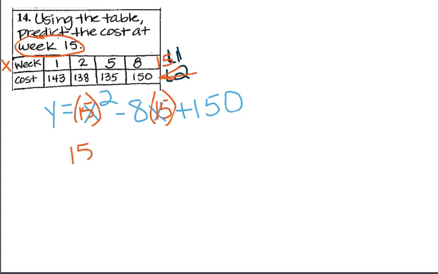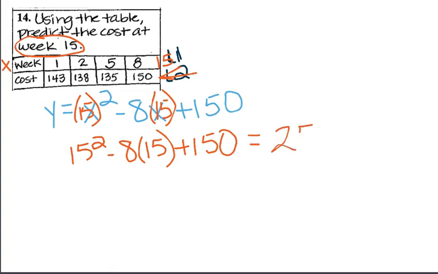And go ahead and type that into your calculator. You'll just type 15 squared. This is just on the regular screen, not in the y equals. Minus 8 times 15 plus 150. So go ahead and type that into your calculator. And you should get 255. So at week 15, we're estimating the cost to be $255.